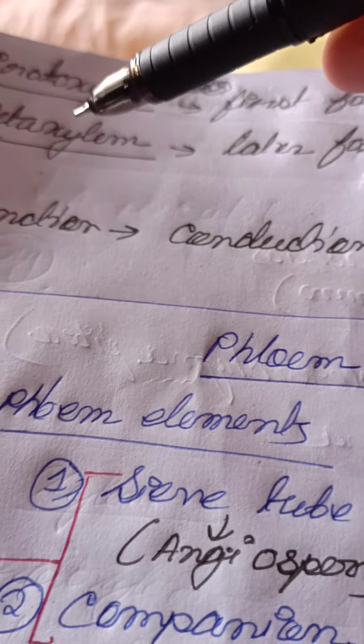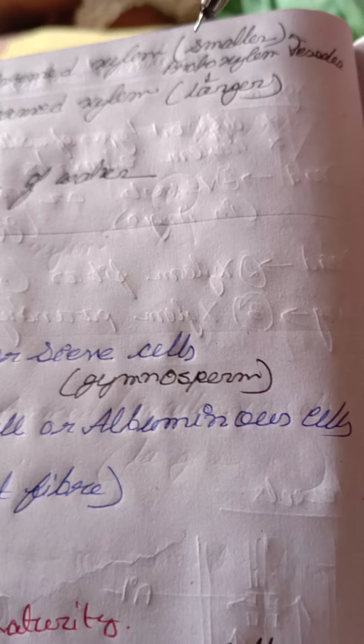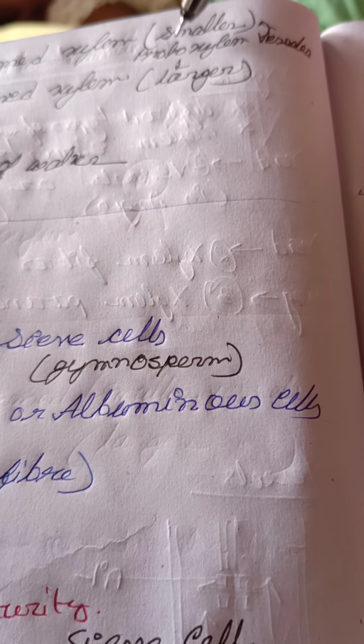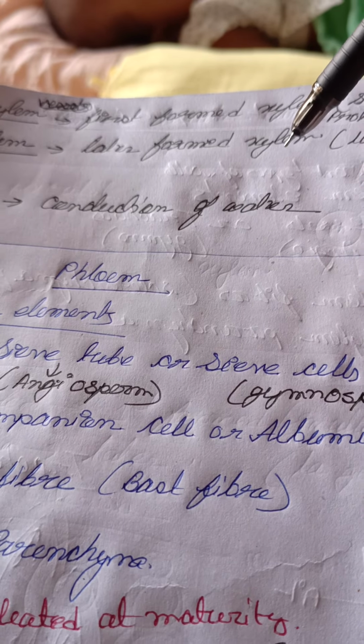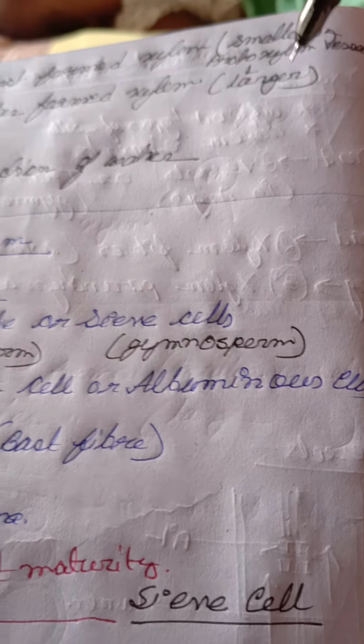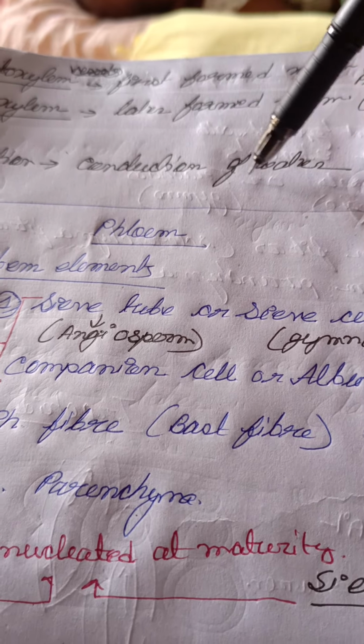Conduction of water. There are two terms we will learn about xylem: protoxylem and metaxylem. Protoxylem is the first formed xylem, where the xylem vessels are small. But metaxylem, the later formed xylem, is where the xylem vessels are larger. So we know the function of xylem is conduction of water.